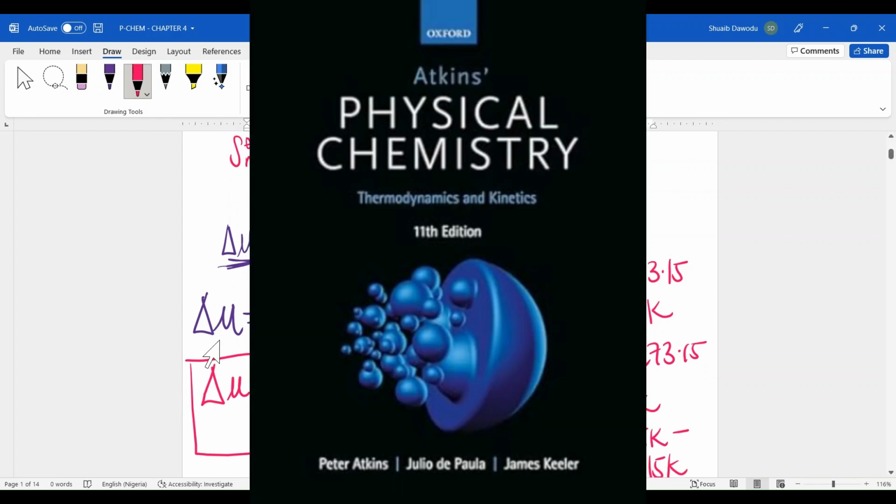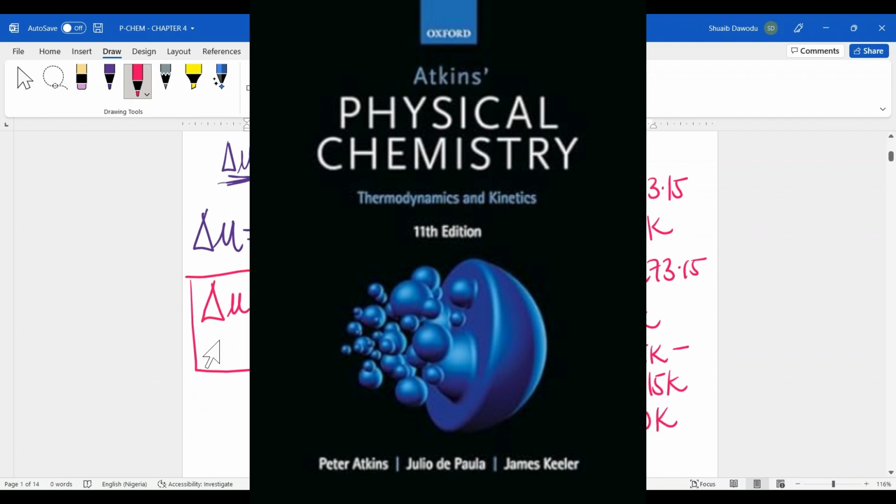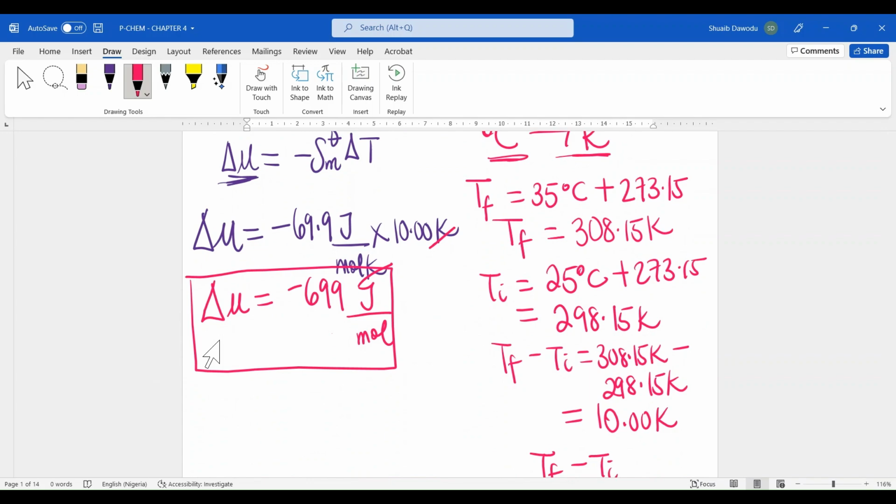By the way, for those of you who don't know, this is a question from the Atkins Physical Chemistry 11th edition. This is chapter 4, and I have a bunch of questions that I've done on this particular book.